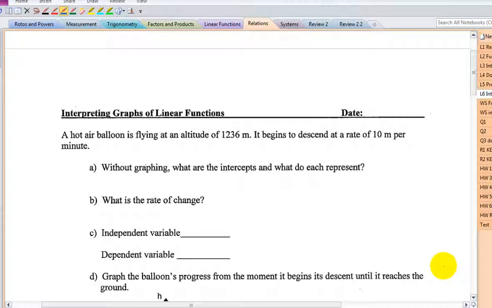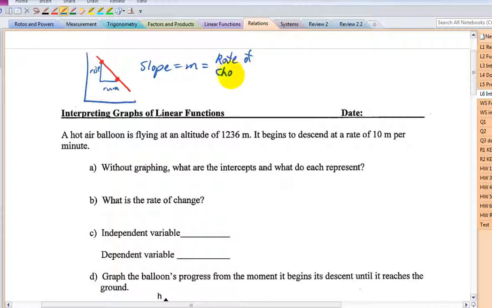Today we have interpreting graphs of linear functions. A lot of your graphs have a line. When you have a line, you're going to have to find your slope. So try and find some points, find your rise, and find your run, and your slope, which equals m. We've also been referring to it as the rate of change, equals your rise over your run.